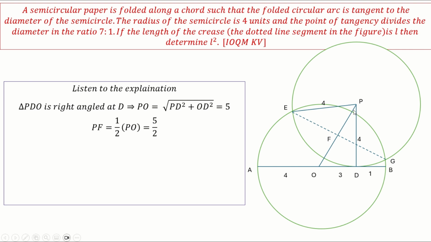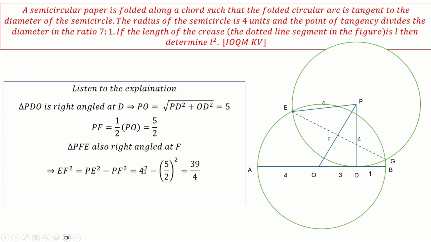Now you know this already. Either you can draw PE or PG, both are the same. PE will be 4 units. PF is 5/2. Now we need to get EF. That's it. EG is twice EF, right? So in triangle PEF, again a right angle triangle at F, EF square equals PE square minus PF square, which is equal to 39/4. EF square is 39/4. EG square, which is L square, is equal to 2 times EF whole square, that is 4 EF square, which is 39. So the answer is L square is 39.